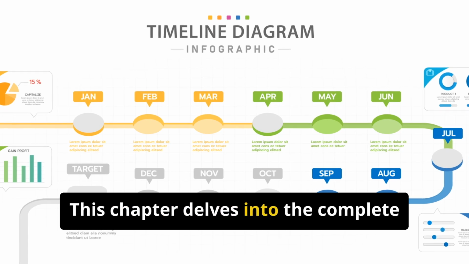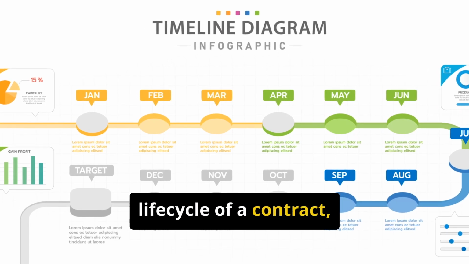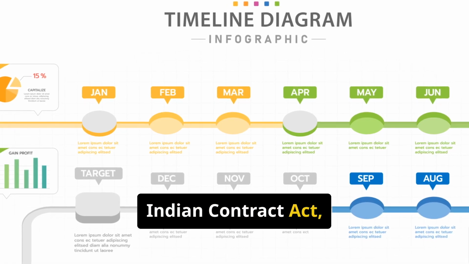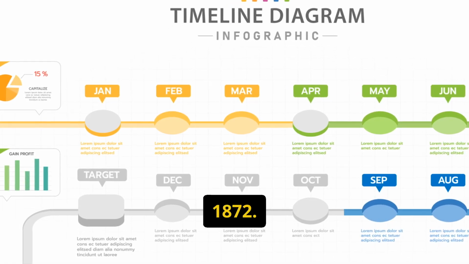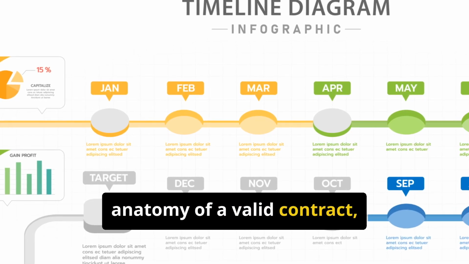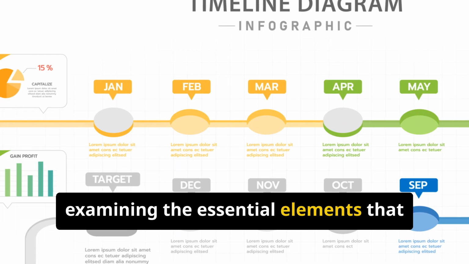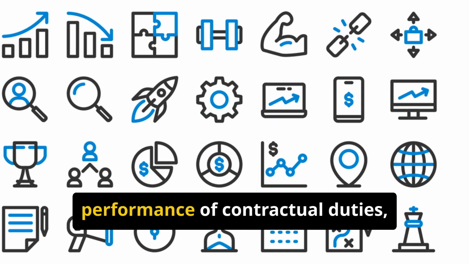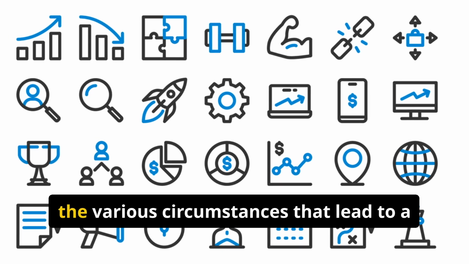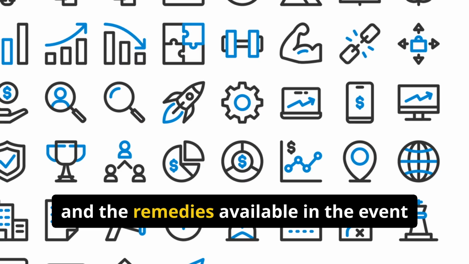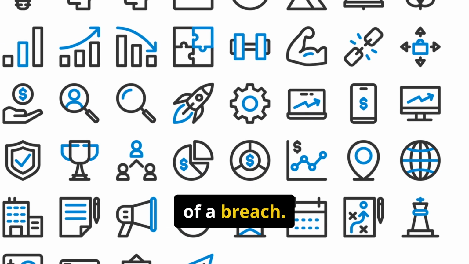This chapter delves into the complete life cycle of a contract, governed primarily by the venerable Indian Contract Act, 1872. We will begin by deconstructing the anatomy of a valid contract, examining the essential elements that give it legal force. The journey will then proceed through the performance of contractual duties, the various circumstances that lead to a contract's discharge, and the remedies available in the event of a breach.